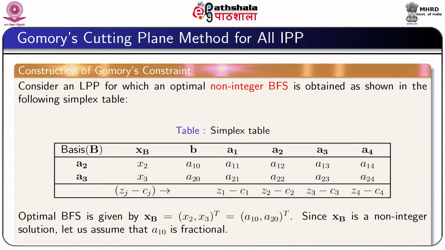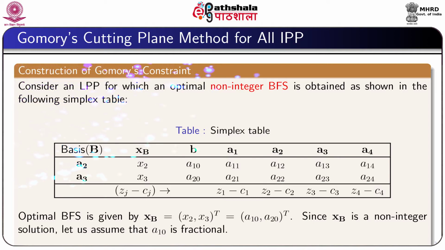Now, we would like to define how a Gomory's constraint can be constructed. Consider an LPP for which an optimal non-integer basic feasible solution has been obtained as shown in the following simplex table. We have variables x2 and x3 as the basic variables, and the components of the B requirement vector are A10 and A20.